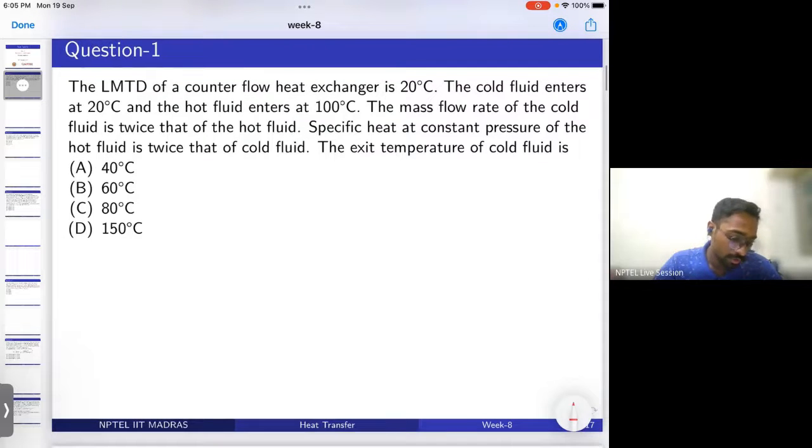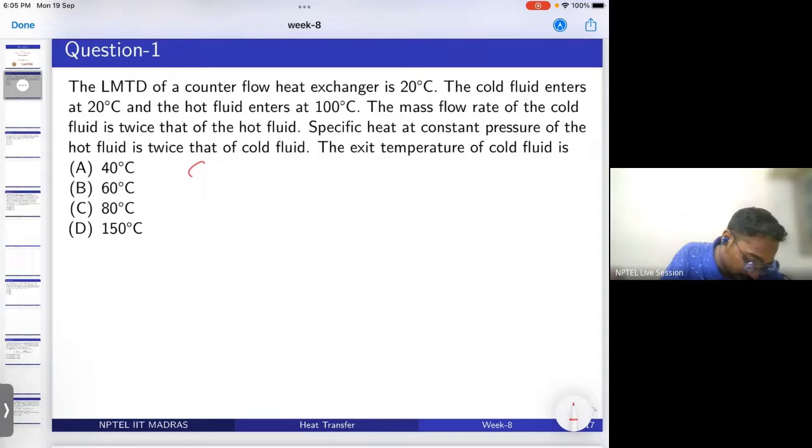The first question is from the heat exchanger part. The LMTD of a counter flow heat exchanger is 20 degrees Celsius. So LMTD is given. The cold fluid enters at 20 degrees Celsius and the hot fluid enters at 100 degrees Celsius. The mass flow rate of the cold fluid is twice that of the hot fluid, and the specific heat of the hot fluid is twice that of the cold fluid. What is the exit temperature of the cold fluid?